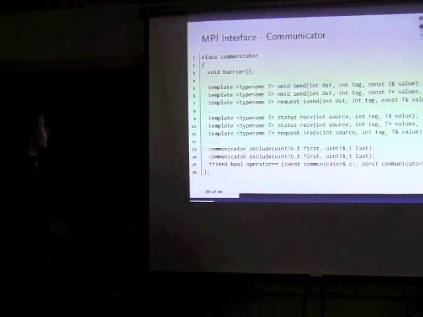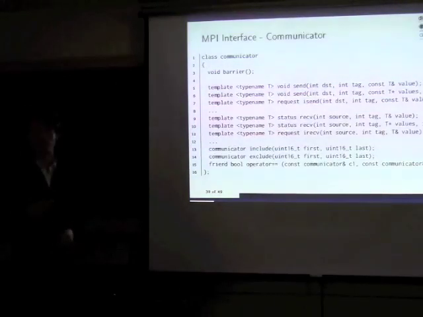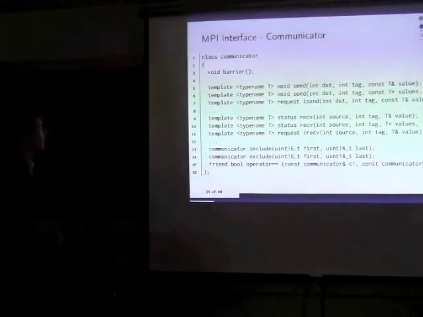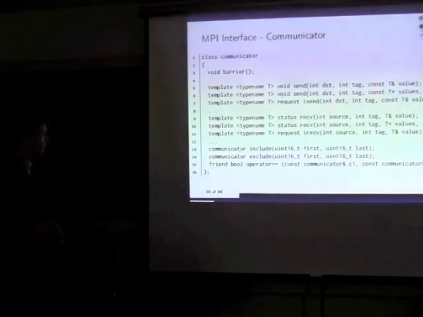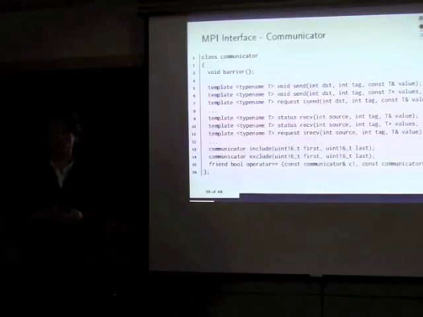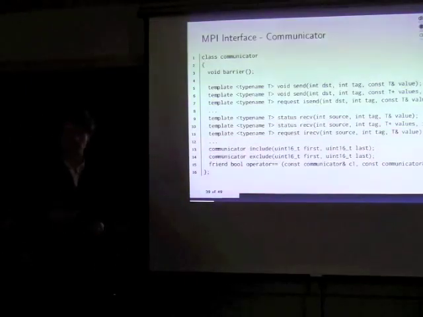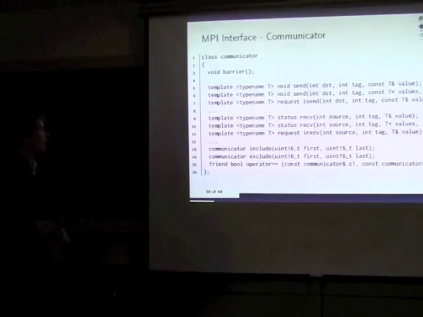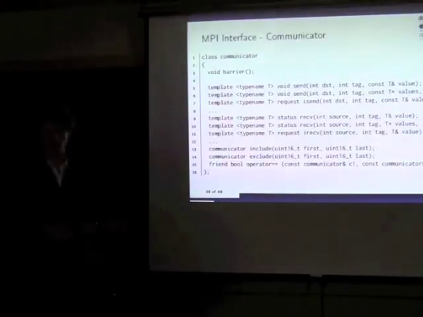Looking at the communicator interface some more, there are send and isend, which are the asynchronous counterparts of the send methods, as well as a barrier, also very important, of course. And we have include and exclude functions that allow us to include SPUs in a communicator or exclude them. And we can of course compare communicators. There are a number of methods here. I just put the most important ones on this slide.